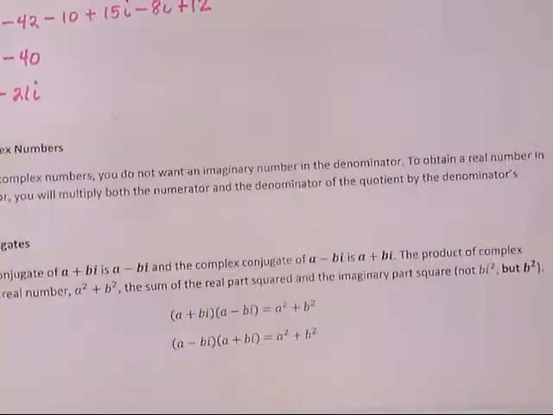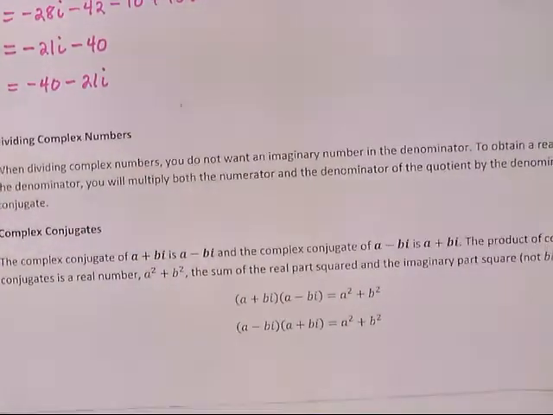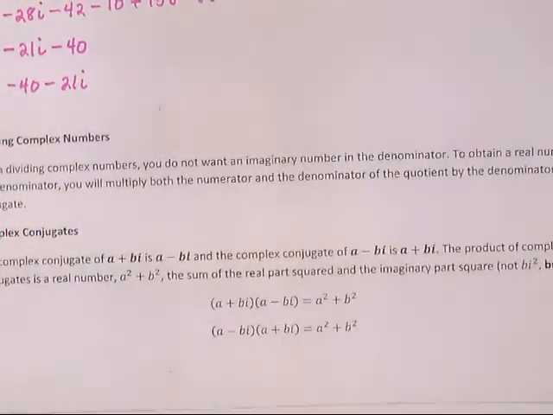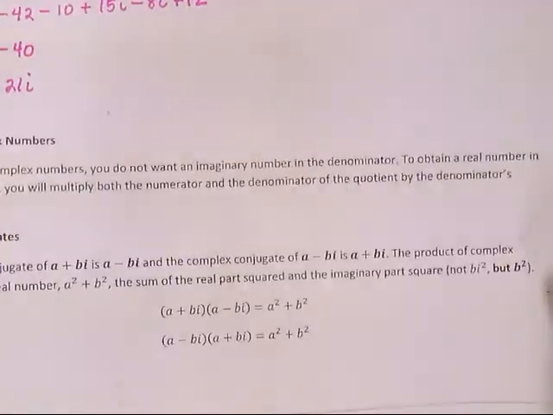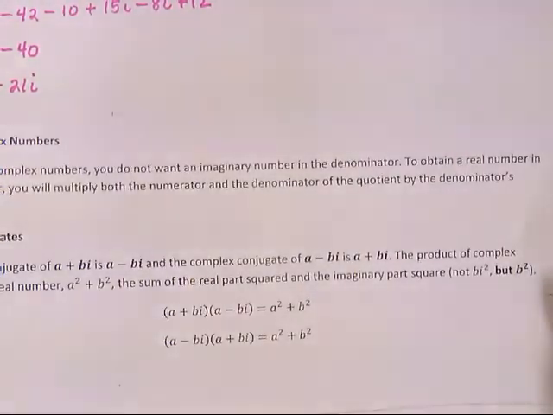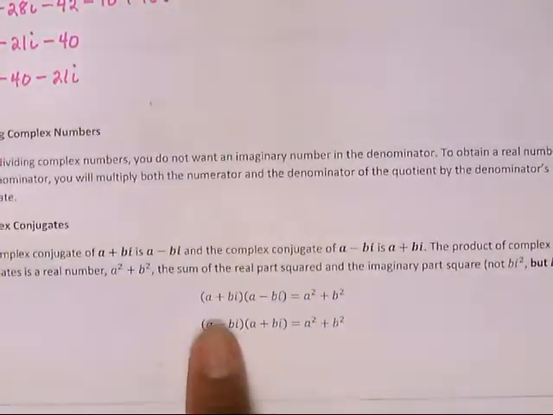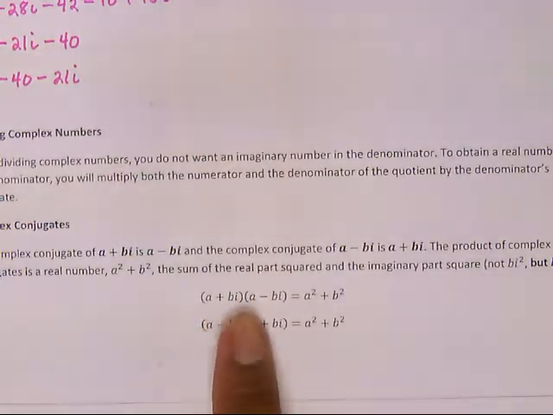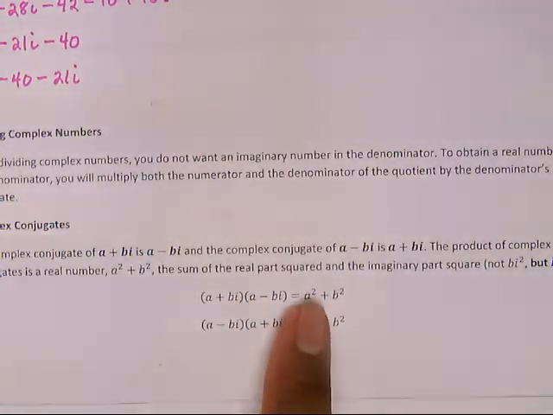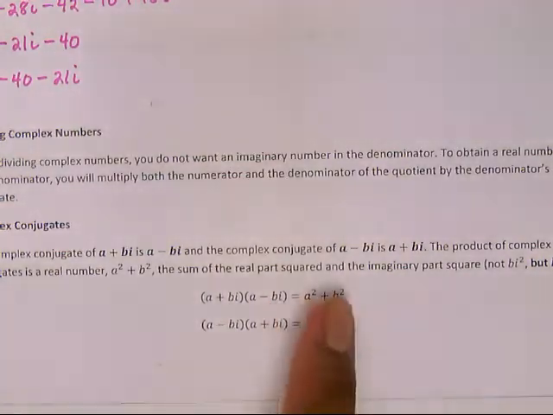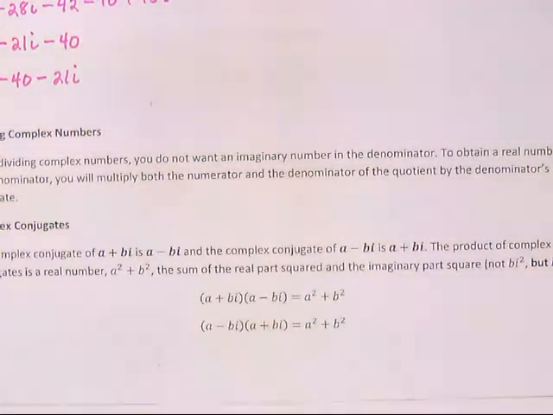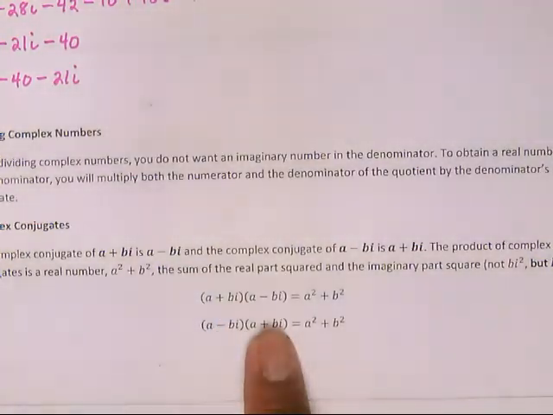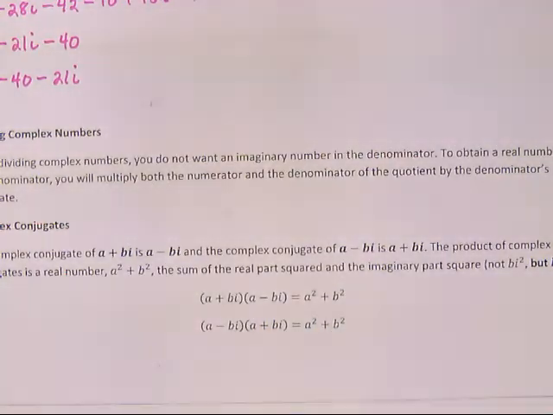Alright, the product of complex conjugates is a real number, which is a squared plus b squared. That's the sum of the real part squared and the imaginary part squared. Not the bi squared, just the b squared. Okay? So in this case here, for a plus bi times the conjugate of a, which is a minus bi, we square the real part, which is the a, and then add to it the square of the imaginary part, which is your b. And the same thing here for a minus bi times a plus bi. That's going to be a squared plus b squared.